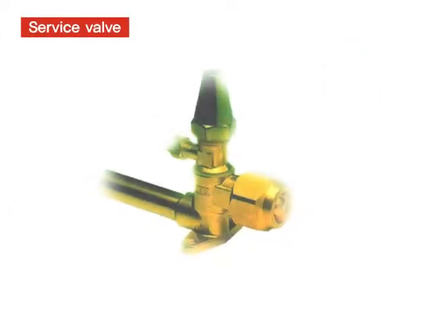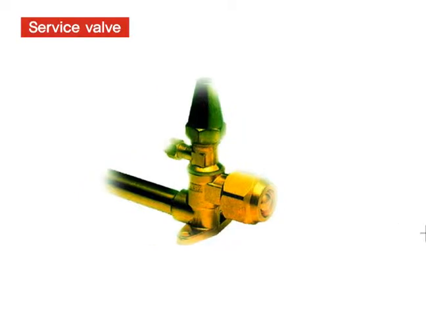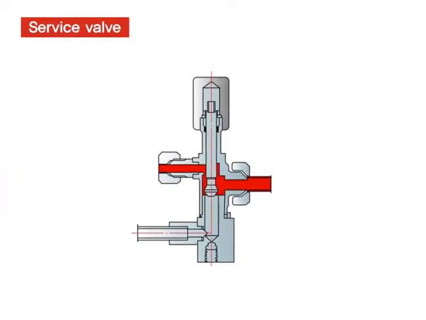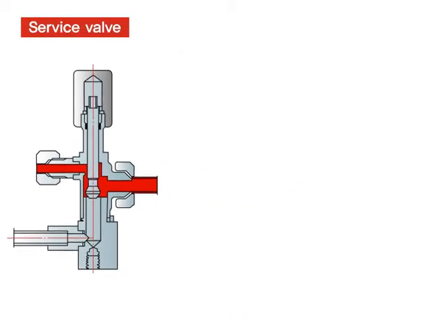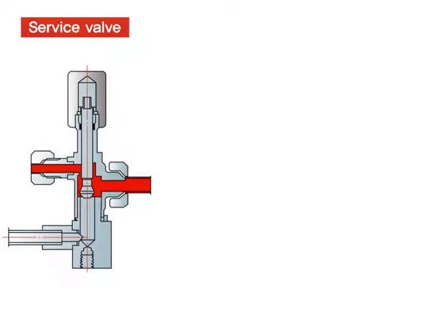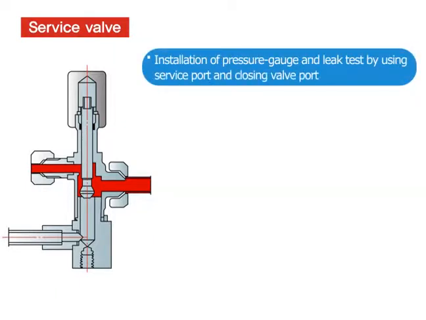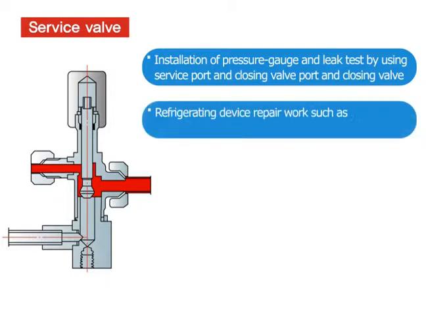The service valve structure is shown in this figure. It is used for leak test, refrigerant charge, and air purge. The service valve controls the refrigerant transfer quantity by controlling the opening extent through valve manipulation. The service valve is used for installation of pressure gauge and leak test by using service port and closing valve, and refrigerating device repair work such as refrigerant charge and air purge.